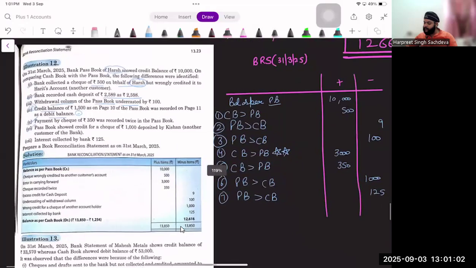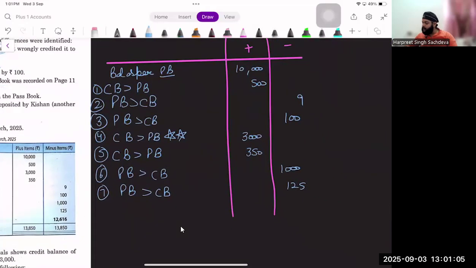Now all the points are done. Now you can prepare BRS, Raja. Please tell me the total of the bigger side. The balance is 12,616. Everyone, yes or no? Yes.